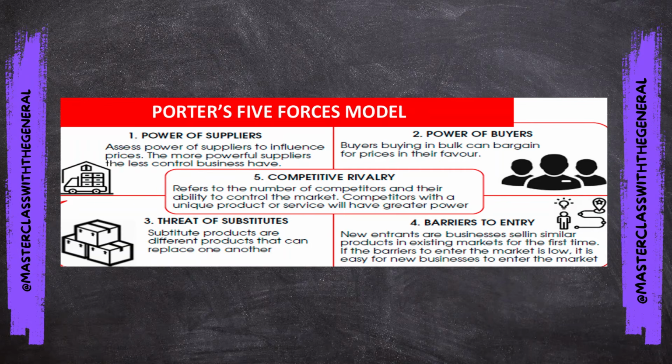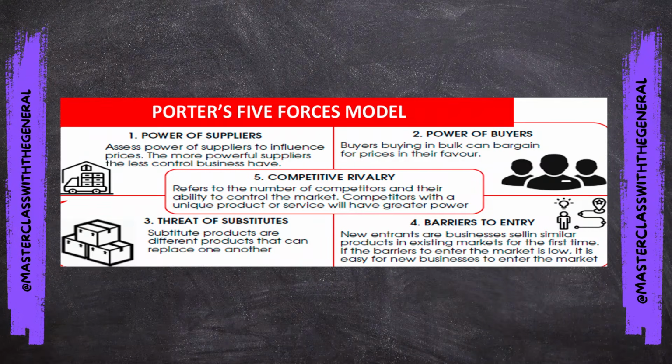Number two, power of buyers. Buyers buying in bulk can bargain for prices in their favor. Now, if there are buyers that are powerful, that can buy in bulk, these buyers are able to negotiate and drive prices down. So what are we saying here? We are saying the power of buyers will be high in that instance. Such buyers are going to exercise some sort of control over the business.